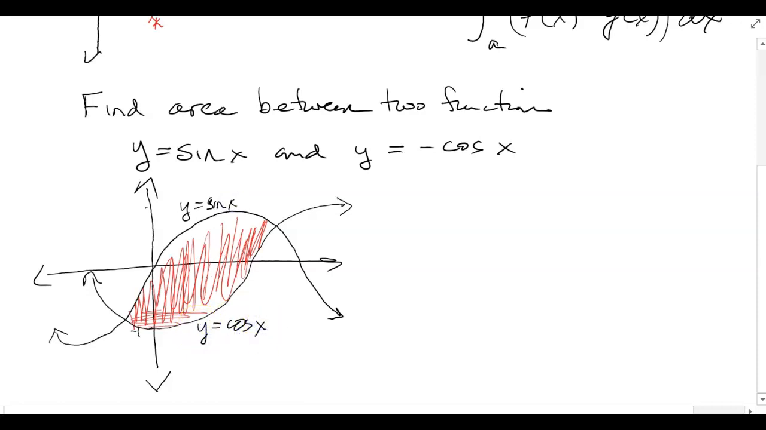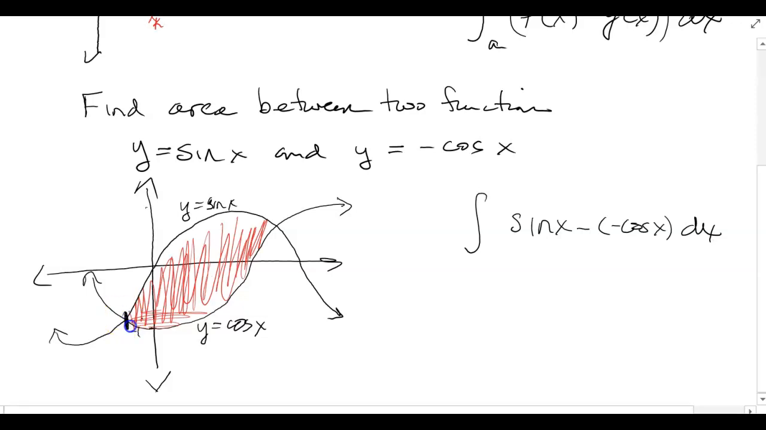And that's important because when you are finding the difference between these areas, you always want to start with the upper function minus the lower function. That is important. So we're going to do the integral of sine x minus negative cosine x dx. Well, I need to know my a and b, right?